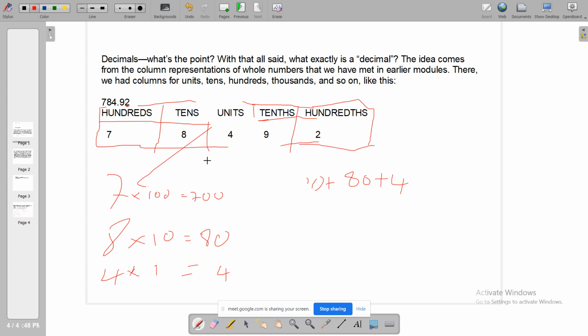Okay, so now do you understand up to this point the units? Do you understand this one? Do you understand that one? Okay, so this the units. You need to look at the position of each number, each digit.